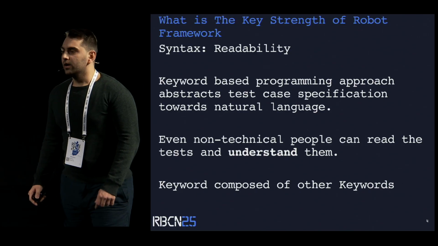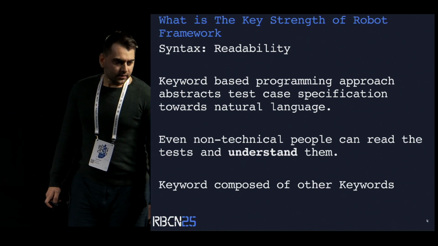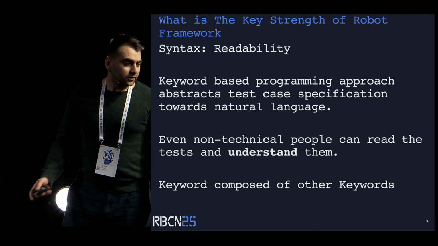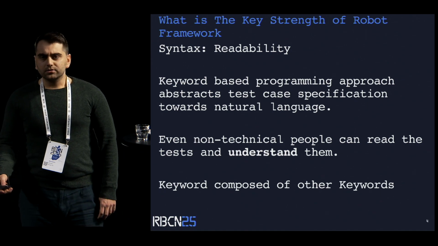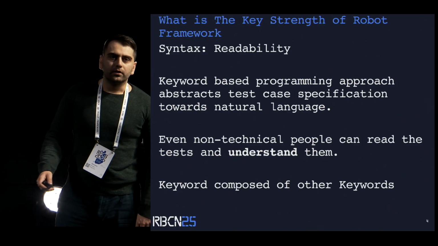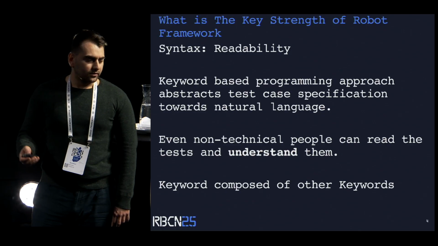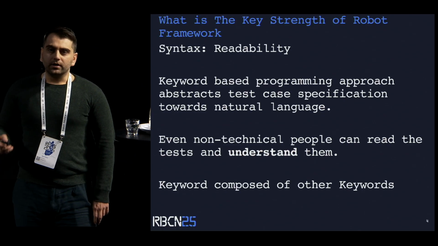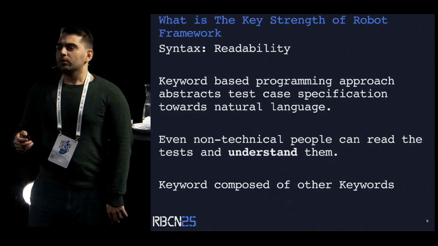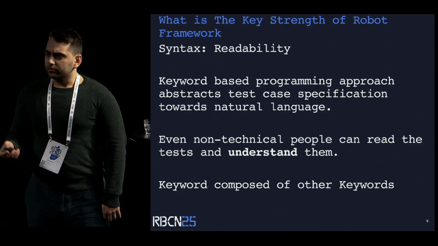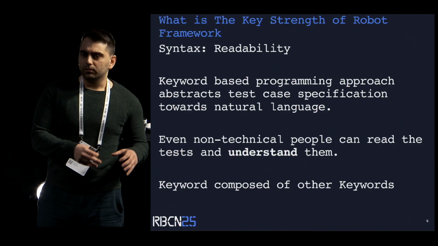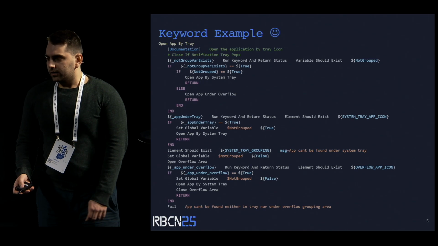So I will be asking for your attention and focus today. What's the key strength of Robot Framework? It's actually its syntax. It's easy to use. Even non-technical people can really read it and understand what's happening there. And it has another strength, which is composition of keywords. Keywords can be abstracted into other keywords, and you can go deeper and deeper.